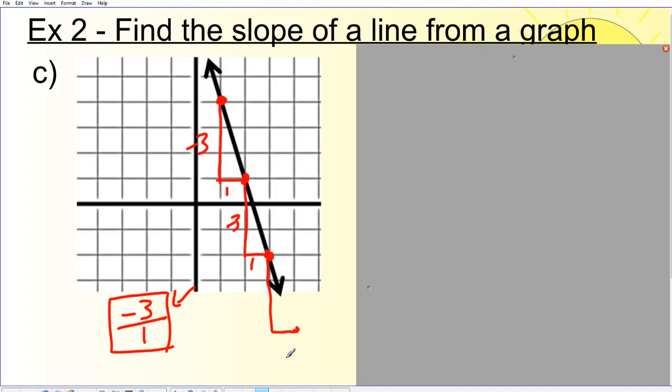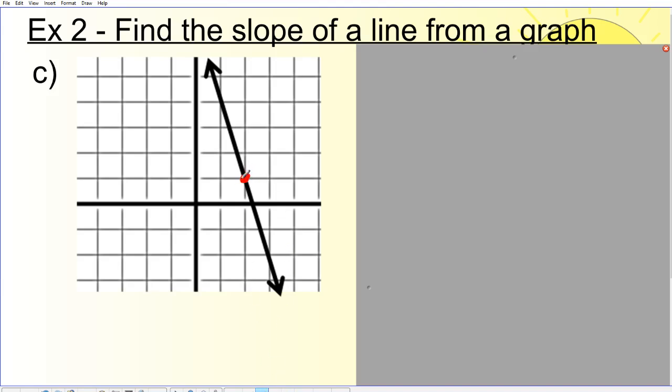Now, if you do not like this method that I'm showing you right now, I call it the counting box method. If you do not like looking at the pretty picture and counting the boxes, if you really, really love the formula method, the formula method works as well. It is not as short. It's a little bit uglier, but it can be done. You still have to find 2 points.